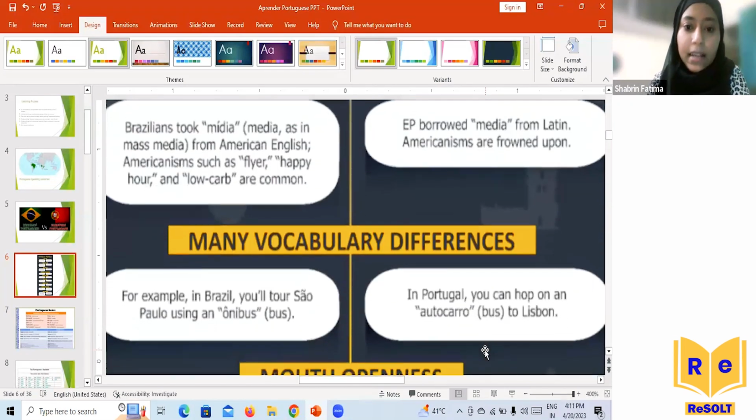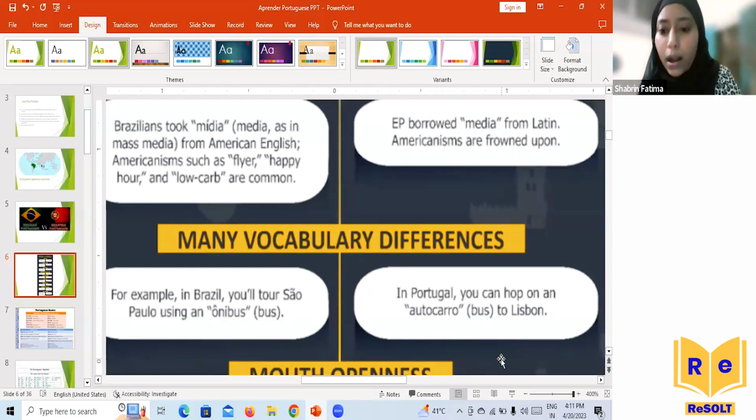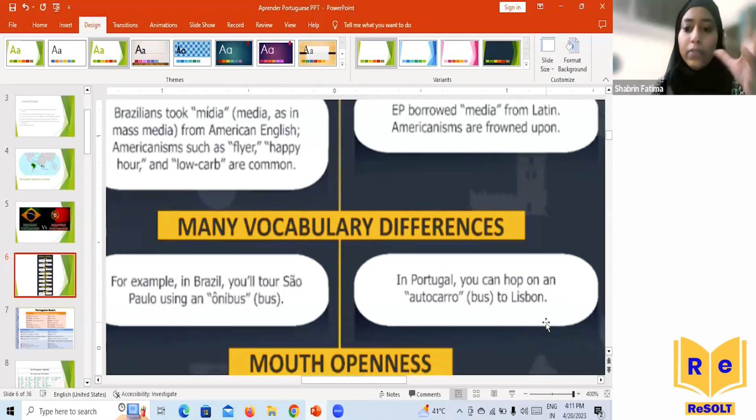Next, the difference is many vocabulary differences. We also have vocabulary differences between Brazilian Portuguese and European Portuguese. For example, in Brazil, if you tour Sao Paulo, which is a city in Brazil, you can roam around the city through unibus. We say unibus for the intercity bus, whereas in Portugal, you can hop on an autocarro. Both are the same, intercity buses. But in Brazil we call it unibus, and in Portugal we call it autocarro. So you can roam around with autocarro in Lisbon, whereas you can roam around in unibus in Sao Paulo.